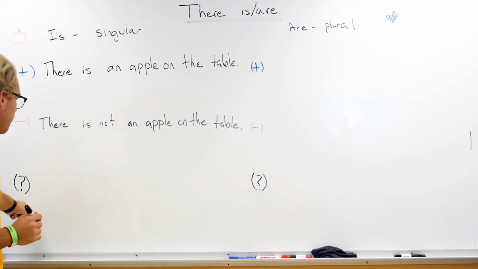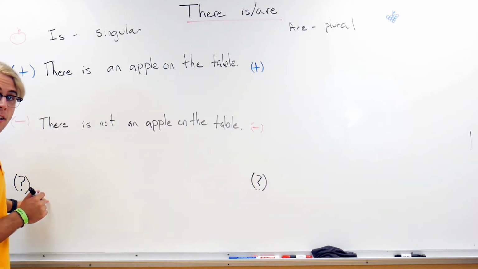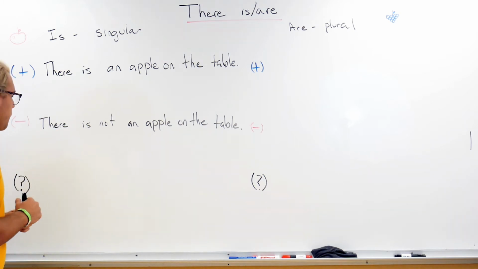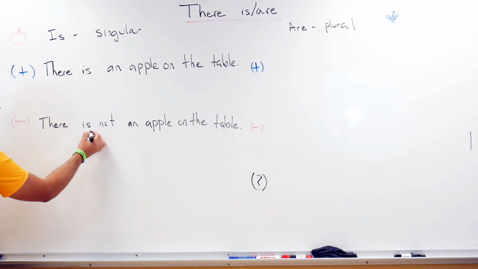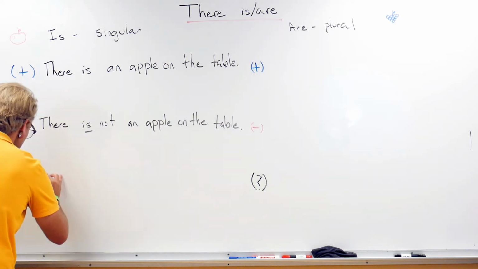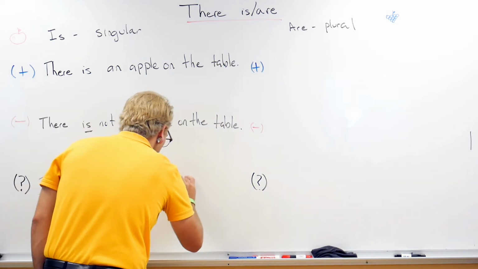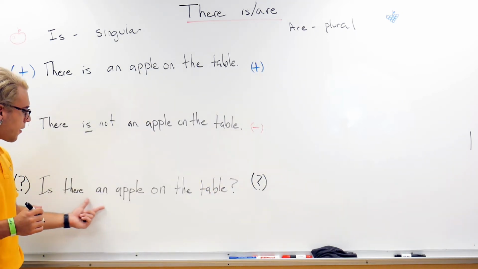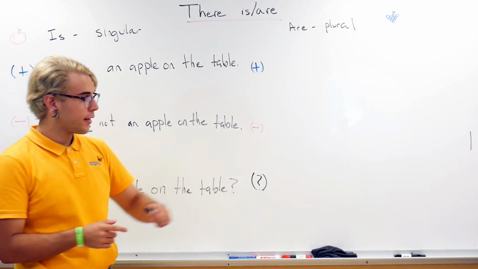Now for the last one, I have a question. These can be answers to the question that we're going to write next. For the question, you change it just a little bit. Instead of saying there is, you put the is at the beginning. So you say, is there an apple on the table? Is there one apple on the table?